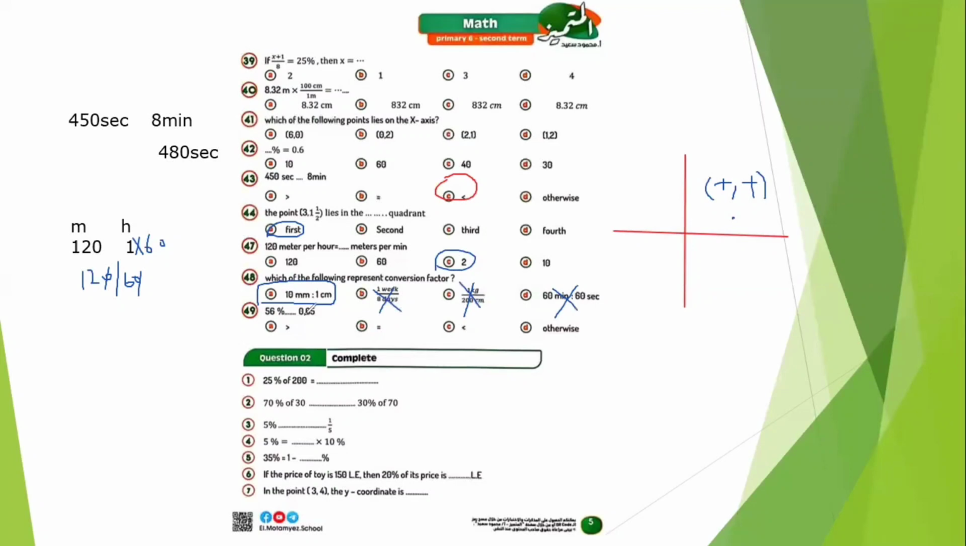49. Compare 56% and 65 hundredths. I can write 65 hundredths as 65 out of 100. That means 65%. Of course, 65% is bigger than 56%. So the answer is C.